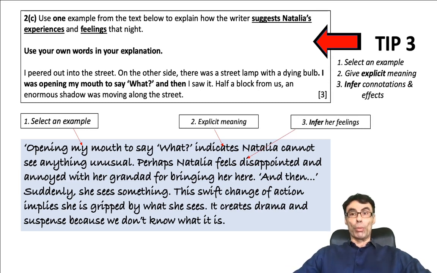If I want to add some more, I can. And then, that's how the quote continues, it shows she has seen something. The swift change of action implies she feels gripped by what she sees. It creates drama and suspense as we don't know what it is. That last sentence just states the effect on the reader. That's 3 more points in the bag.